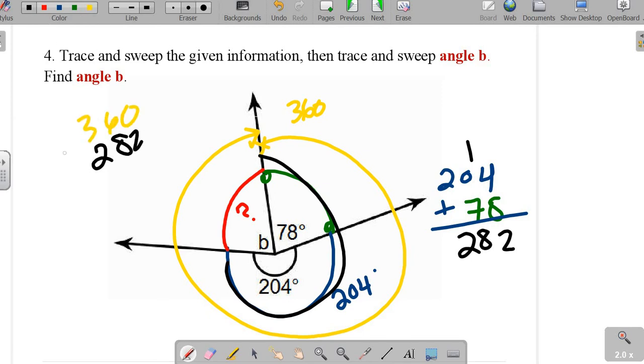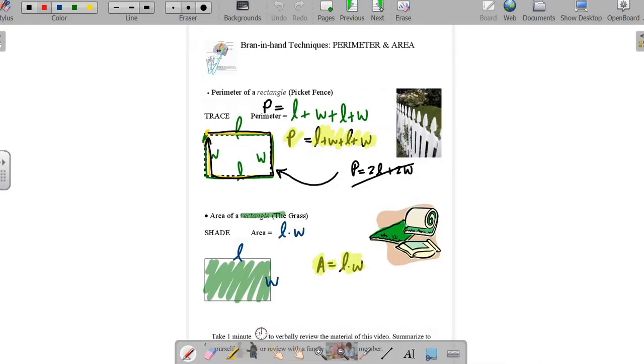Please don't use calculators for simple addition and subtraction. Train yourself to do that longhand, please. It's good for the brain. 78 degrees. So notice, I want you to trace every single aspect of the diagram.